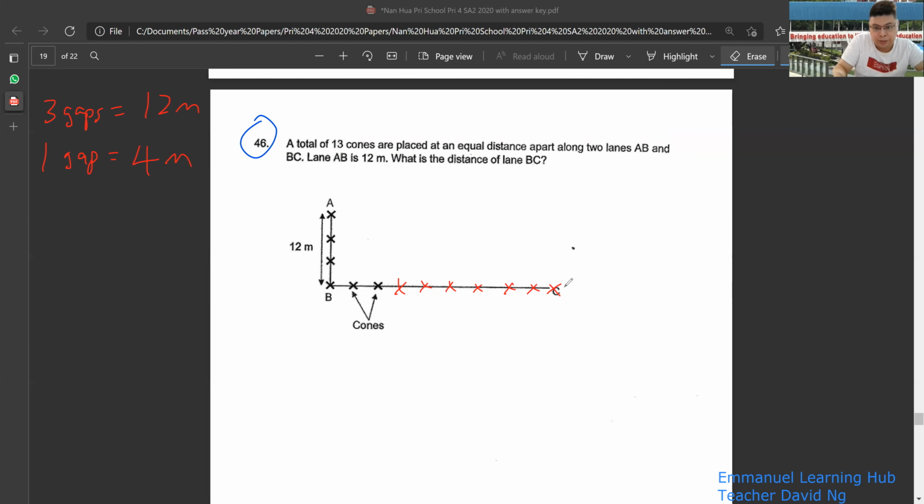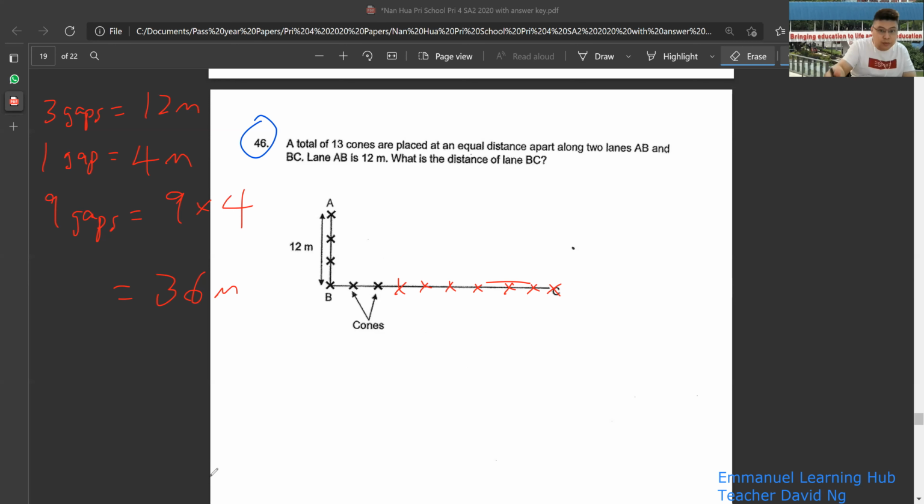How many gaps are there here? 9 gaps. So 9 gaps is 9 times 4, 36 meters. So what's the distance of BC? Answer right in front of you. Cannot tell me what's the distance? 36. Because there are 9 gaps here.